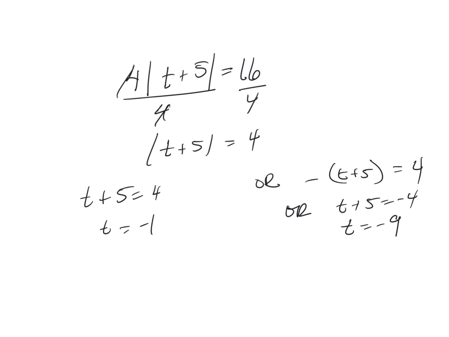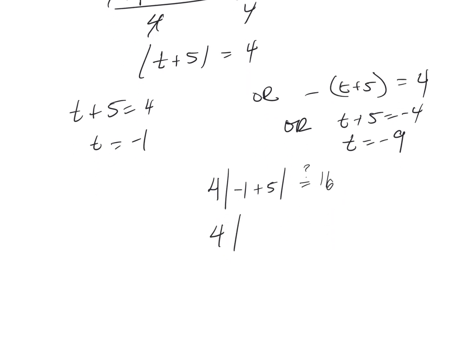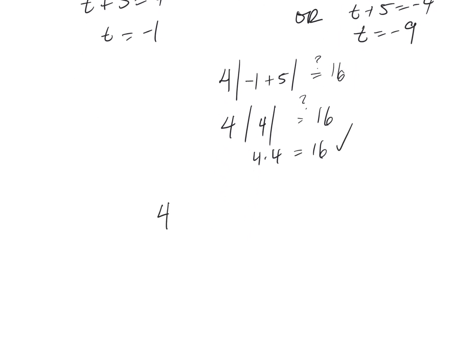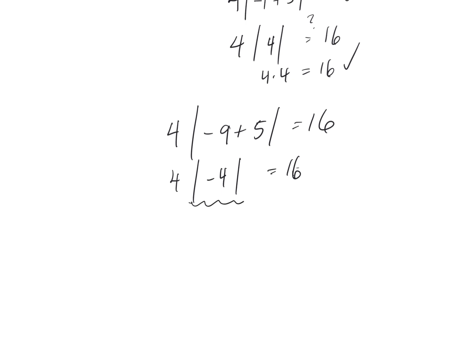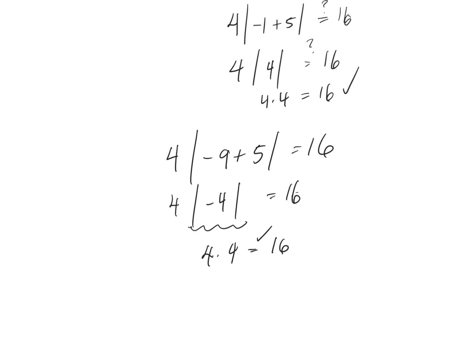Right? Put this back into the original equation. 4 times the absolute value of negative 1 plus 5. Does that equal 16? 4 times the absolute value of 4. Does that equal 16? 4 times 4 does indeed equal 16. Now with negative 9, times negative 9 plus 5, this absolute value is 4, which indeed equals 16, right?